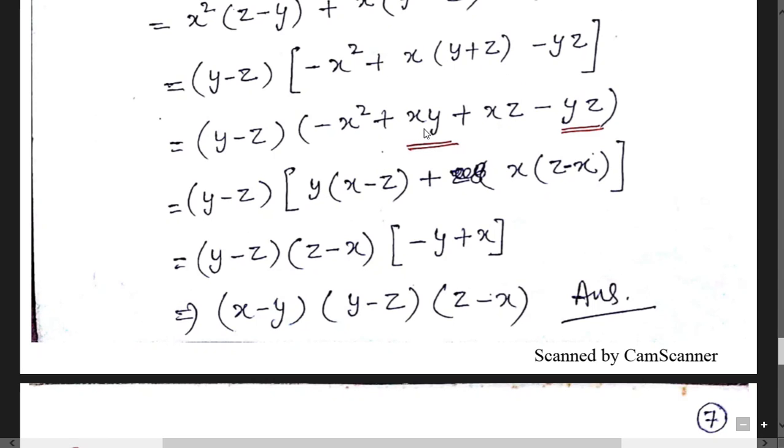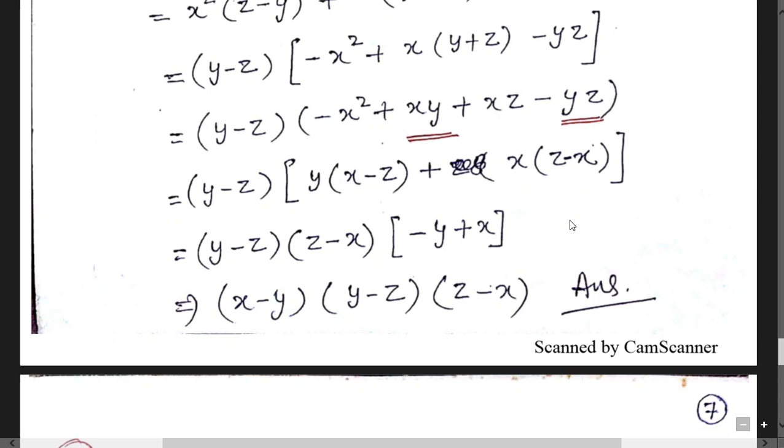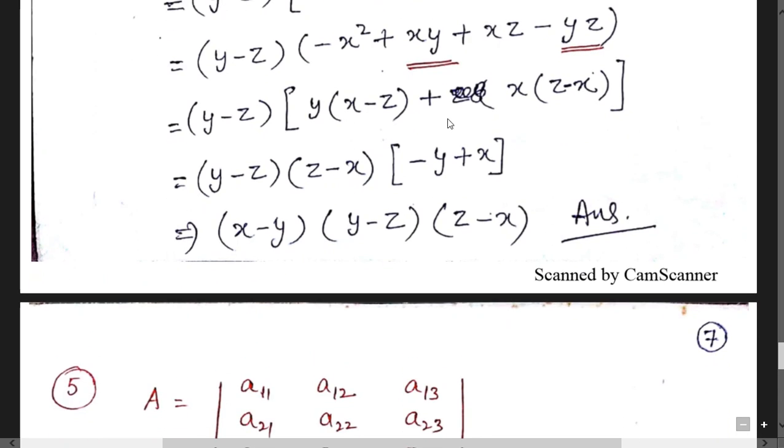Y is common. Inside you can write x minus z. Minus x square plus xz. X is common. You can write z minus x. And what about this statement? You can take z minus x common. And here you can write minus y plus x. It means it's x minus y. Clearly you can write x minus y, then y minus z and z minus x.